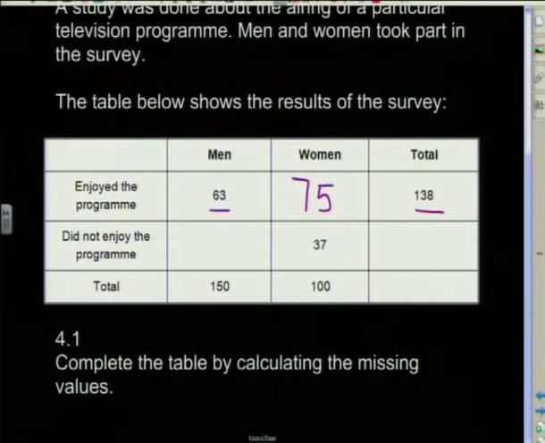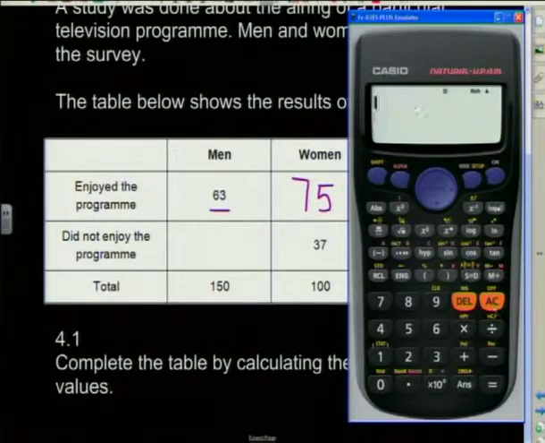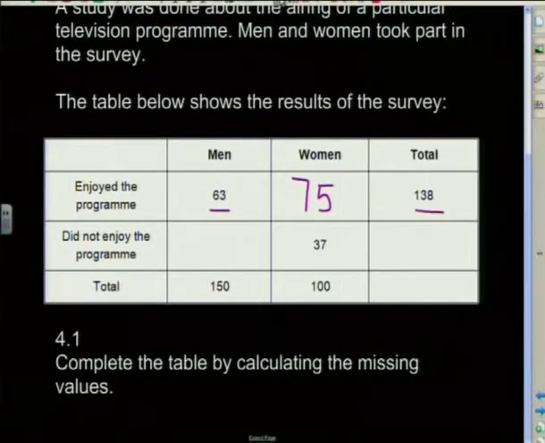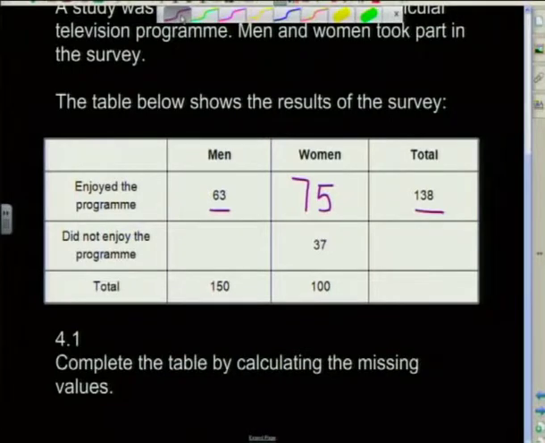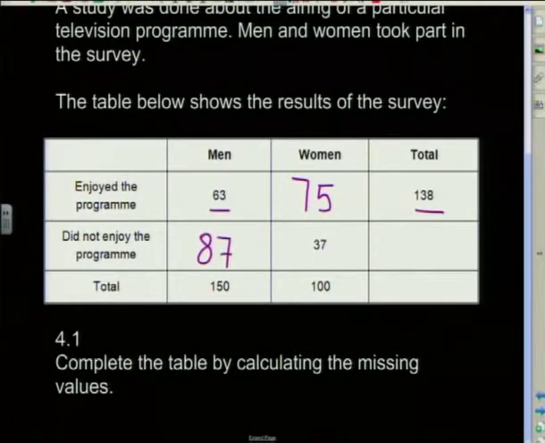Who did not enjoy the program? Well, I can look at my men. If I had 150 men in total and 63 enjoyed, then how many didn't? The difference between those two, 150 minus 63, and I get 87. 87 men did not enjoy the program. And then I can add these up to get my total of the men that were interviewed. I can add those two numbers up, or I can add them up and minus. So I can do it either way.